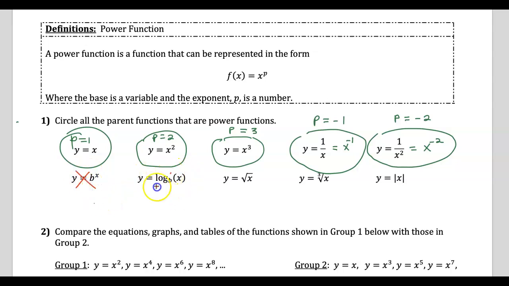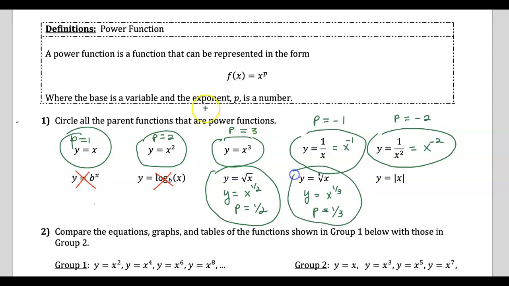Clearly log is not a power function. Moving on to radical x, we could write this as y equals x to the 1/2 power. Right? So in this case, p equals 1/2. So this could be considered a power function. And in this case, we have y equals the cube root of x, that's x to the 1/3 power. So we have p equals 1/3. So this is a power function as well, according to this definition, because p just has to be a number, right?